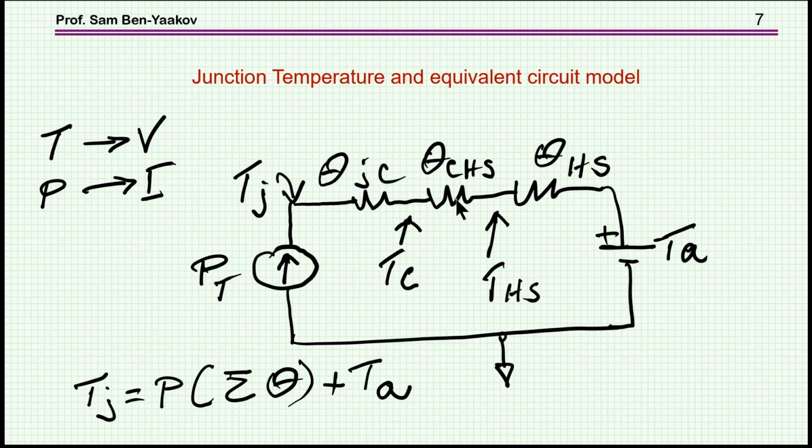Then we have the case to heatsink. This could be some grease or something, or maybe some insulator. And then we have from heatsink to the ambient. Now the power is passing through all these and developing a voltage drop, which is temperature. So the junction temperature is the ambient plus the temperature drop on these devices. So the temperature of the junction is the power going through all these, plus the ambient temperature, which is modulating everything up and down.